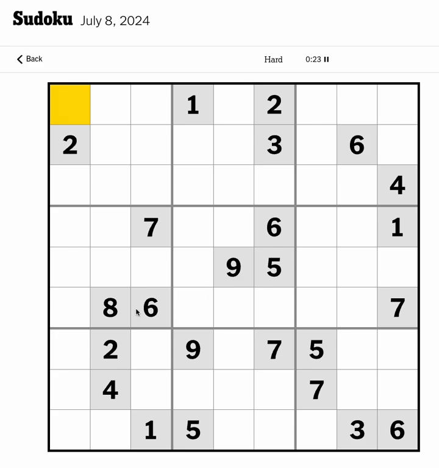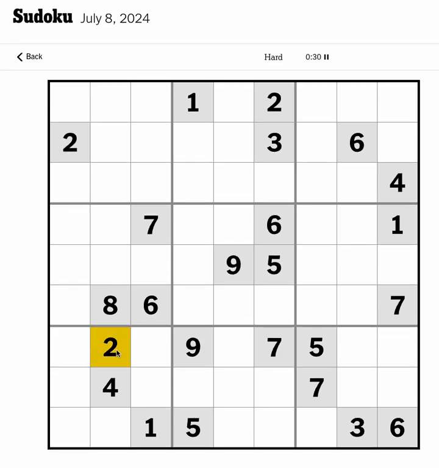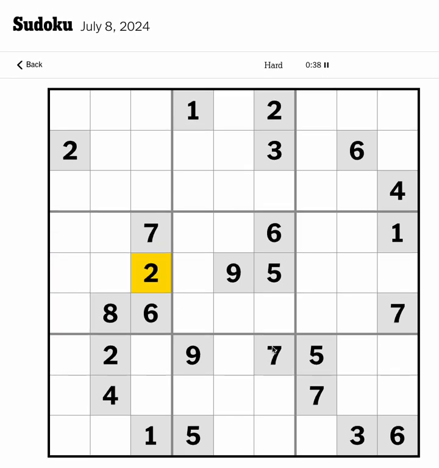Now I can place 2 in box 4 because here's 2. They block these 5 cells, which puts 2 in here. In box 5, I can place 7 because this 7 blocks these 2 cells, and this 7 blocks these 3 cells, gives me 7 in here.